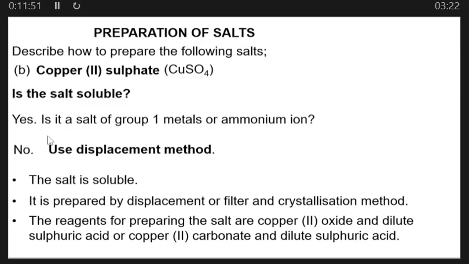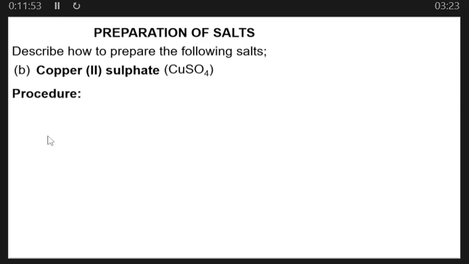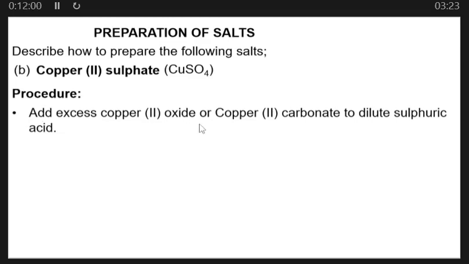All right, so let's look at the procedure. So step number 1, you add excess copper 2 oxide or copper 2 carbonate to dilute sulfuric acid. So why are you adding excess? To make sure that the acid is neutralized or used up.